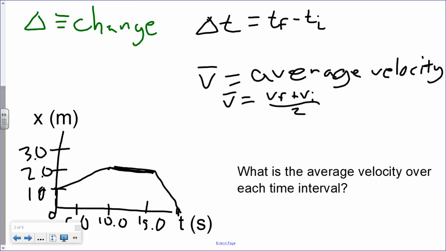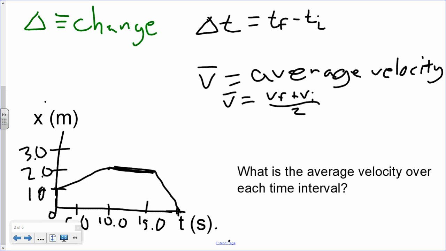All right, I have created a graph. This is a position versus time graph. I know it's a position versus time graph because I see x on the y-axis, which I know sounds weird, which is position. This is measured in meters. And I see time on the x-axis, which is measured in seconds.